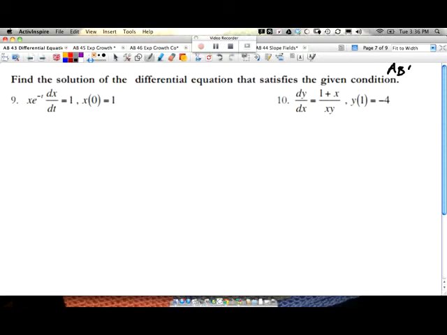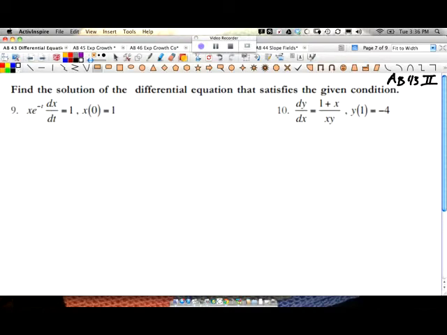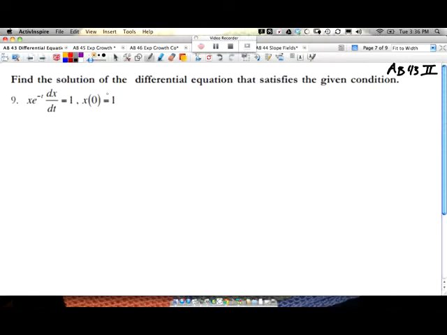All right, calculus, we're looking at AB 43 part 2. So let's just jump right into it. First of all, number 10, I'm going to kind of ignore it just for a second because I put it up on the next slide. We'll work with it there. Let's just focus on number 9.